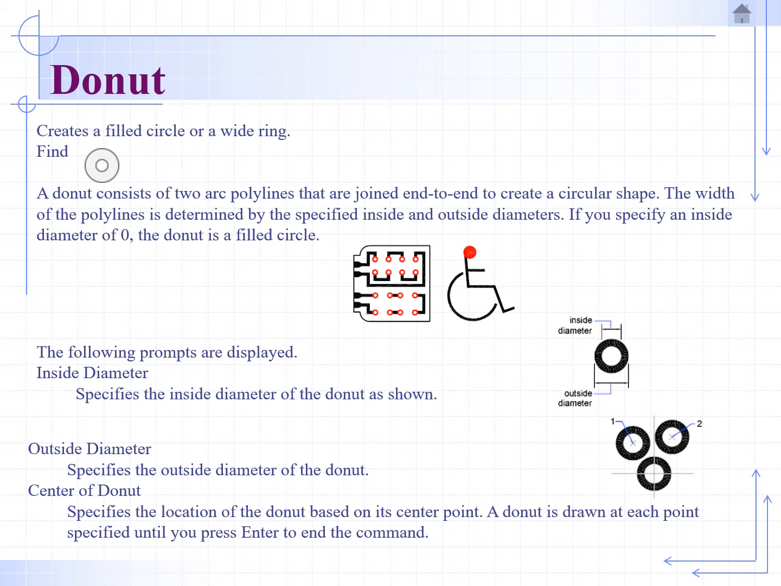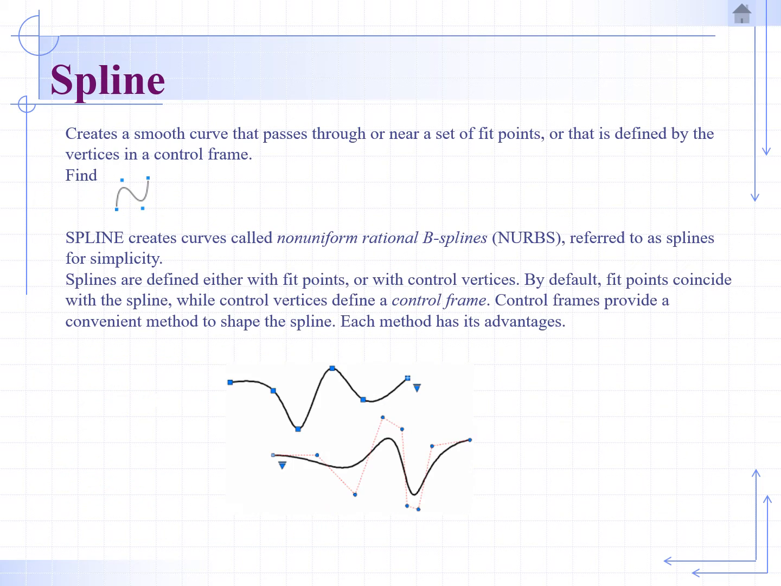So when you do the donut command, the following prompts are displayed. The inside diameter, so what size would you want the inside diameter, and then the outside diameter for specifying the outside dimension. The center of the donut specifies the location of the donut based on its center point. So wherever you pick that center point to go, the donut will be drawn each time you push your mouse button.